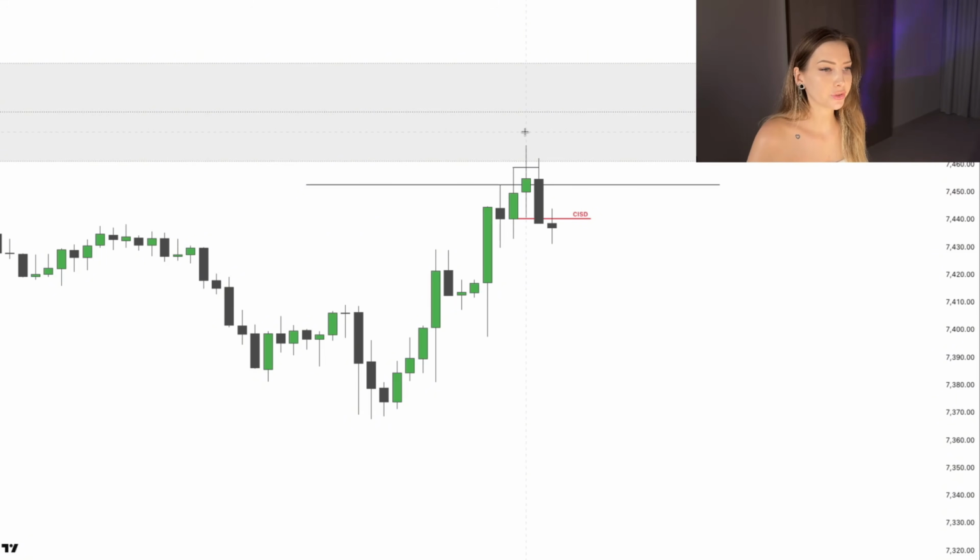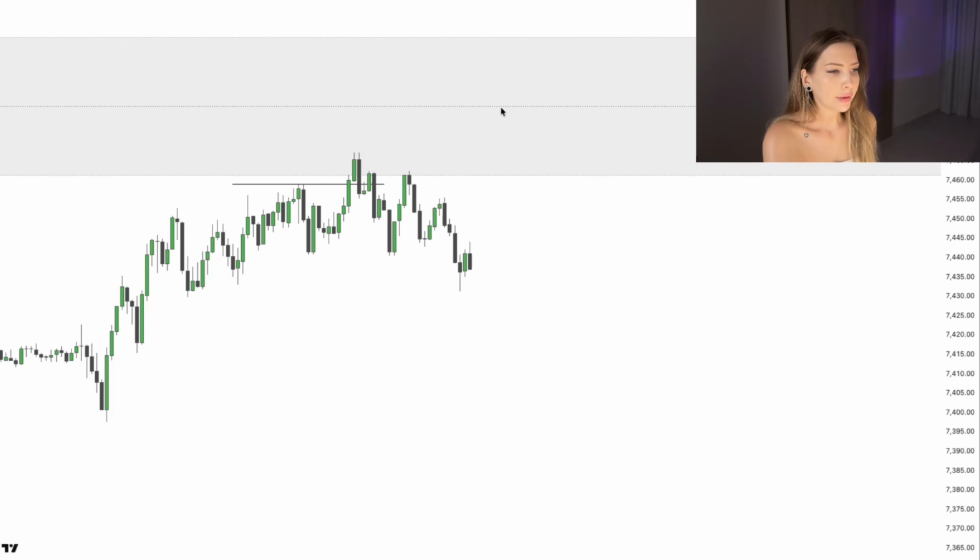We have the point of interest, we have the swing formation, we have the CISD, so this is a bearish structure. This is what I'm looking for. I have my confirmation that the momentum aligns with the higher time frame. So in this specific case, I'm interested to trade this candle to the downside. Now I come down to the lower time frame, and this is where I look for my entries.